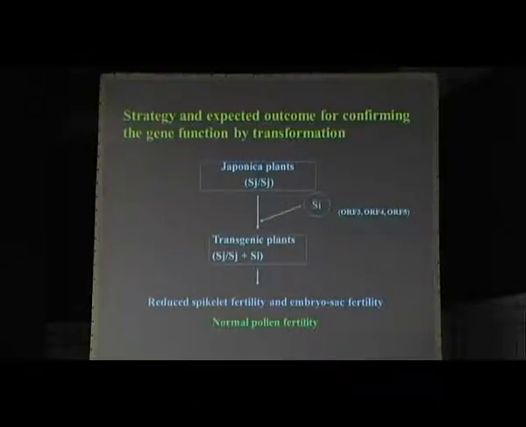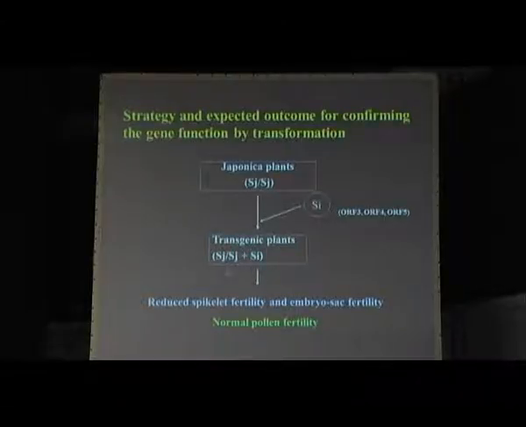Then we started to do transformation analysis, using a strategy of transforming an Indica genomic fragment into Japonica. We transformed three of the 5 open reading frames, ORF3, ORF4, ORF5. And then, by expectation or prediction, if the gene is a right candidate, this is what we're getting.